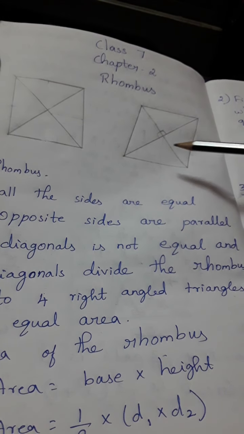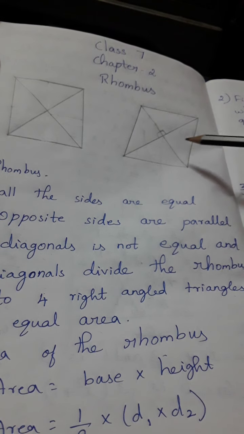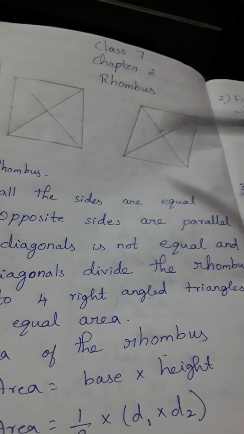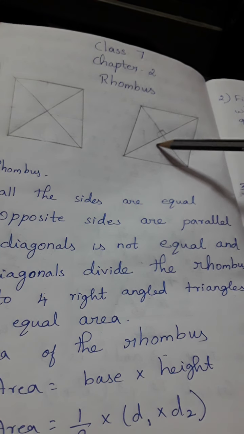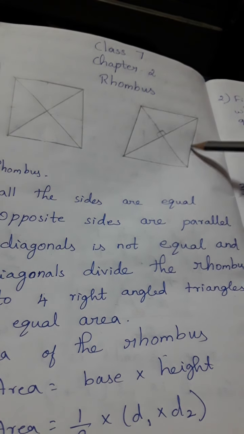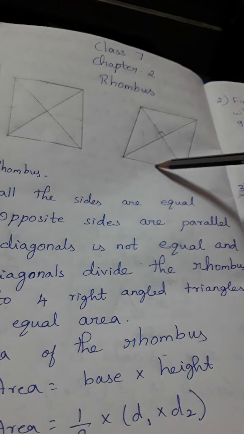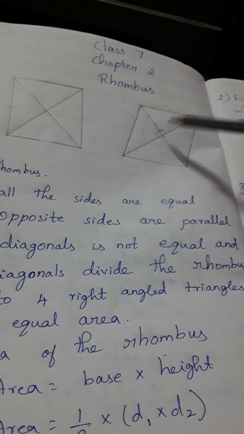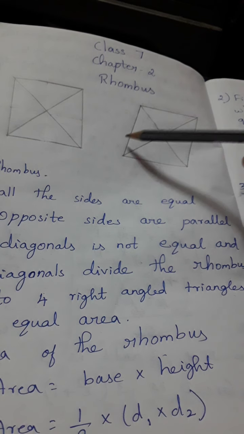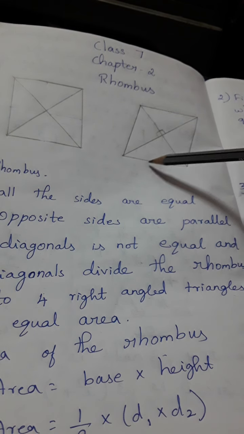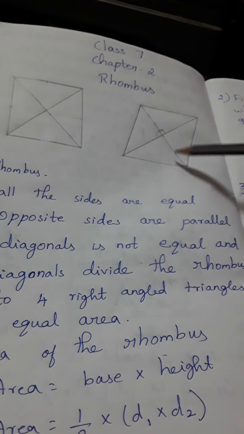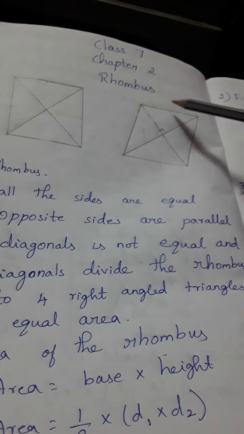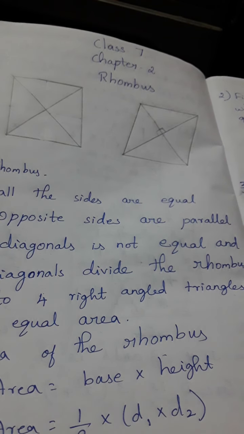It is also like a parallelogram. Parallelogram and rhombus are similar, but in a parallelogram only the opposite sides are equal, whereas in a rhombus all the sides are equal.